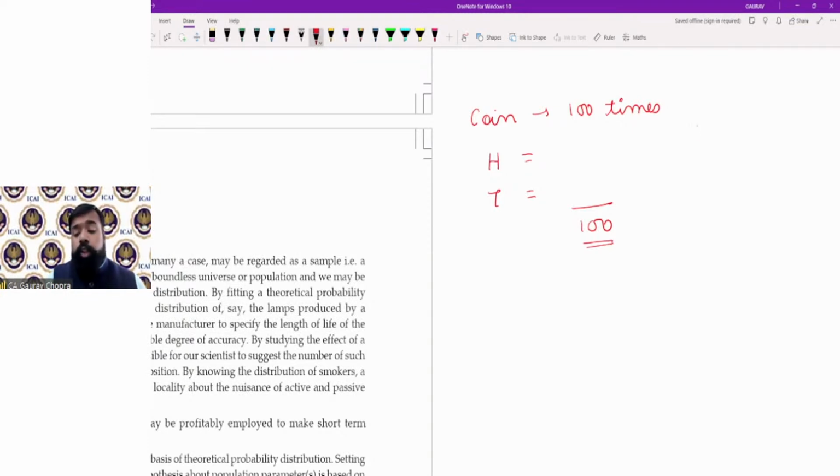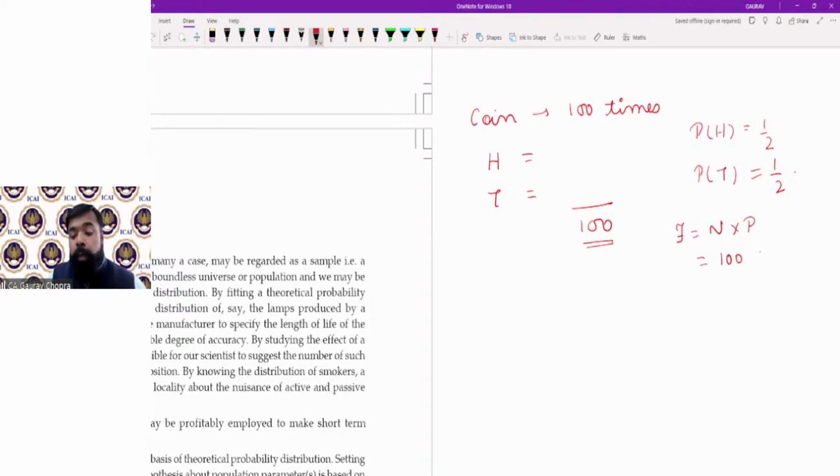We know that the probability of getting head is 1 by 2 and probability of getting tail is also 1 by 2. But we don't require probability here. We require the frequency. कितनी बार heads आएगा and कितनी बार tails आएगा. हमें उसकी frequency चाहिए, number चाहिए. So how to calculate that? Frequency is equal to n multiplied by the probability. What is n? Number of times we are tossing a coin, the number of times the experiment is repeated.